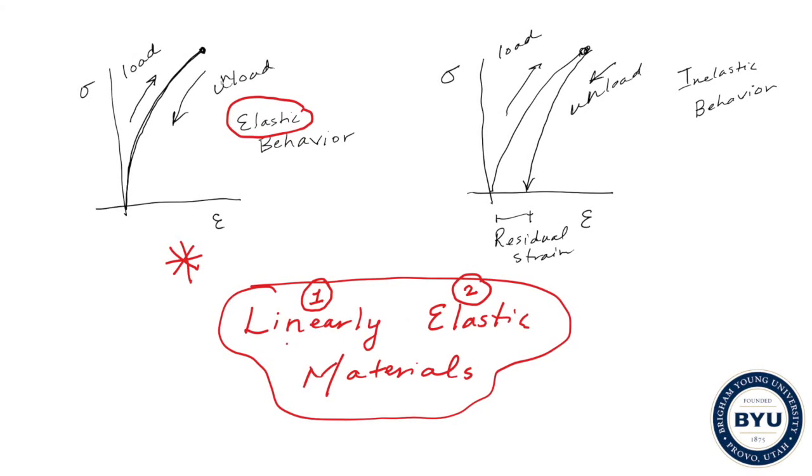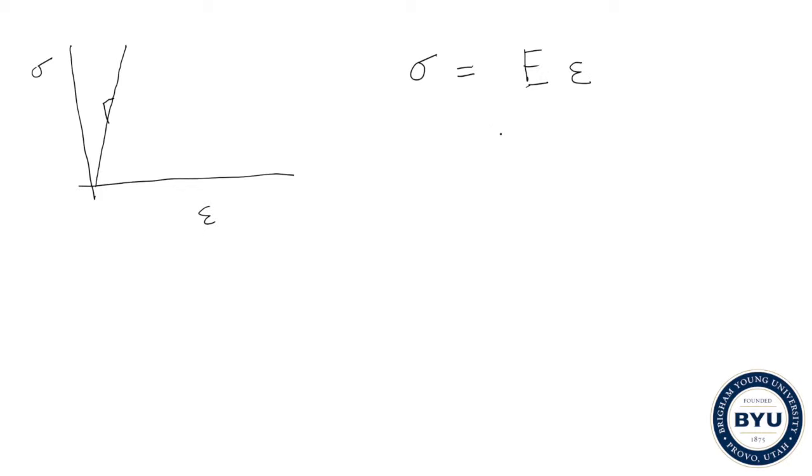Now, because we're in this linear elastic regime, something interesting happens that we can take advantage of in relating stress and strain. So if we look again at a stress-strain diagram, okay, so we know we're only dealing with this linear regime. We know there's a constant slope, okay? And because there's a linear relationship between stress and strain, they can be related in a very simple way using a single constant, which we'll call capital E. And this is commonly called Young's modulus, modulus of elasticity.